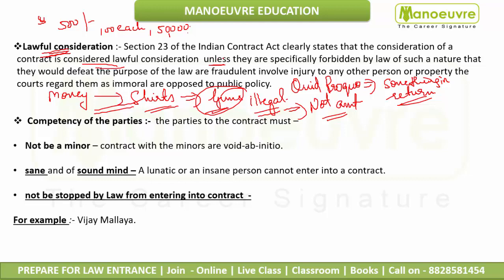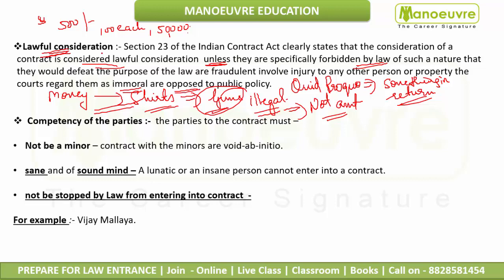meaning, all these things should not be in it. Okay, the word is unless, which is negative. They are specifically forbidden by law. Something that is forbidden by law. So if you are dealing with guns, then it is unlawful, correct? Of such a nature that they would defeat the purpose of law, are fraudulent, involve injury to any person or property. The courts regard them as immoral and opposed to public policy.